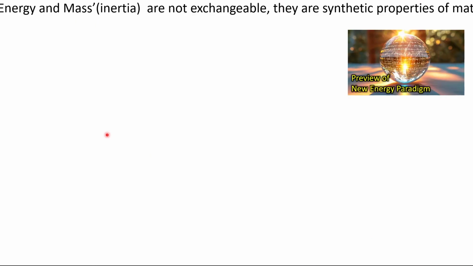Now, energy and mass, or rather energy and inertia, are not exchangeable. They are synthetic properties of matter. And this equation here has been used in the past to suggest that matter and energy are interchangeable. This is the way they explain the teleporter, or the transporter, on Star Trek. As Captain Kirk's matter is decomposed into energy, then it's transported to the surface of the planet, whereby the energy is converted back to matter, and he is reassembled. So they say that this equation says there's interchangeability.